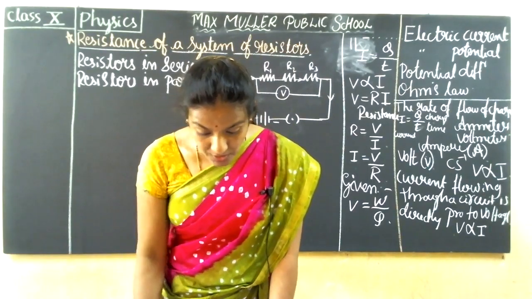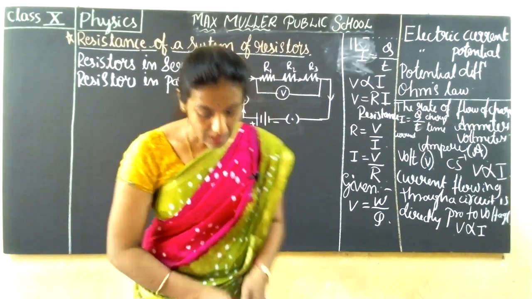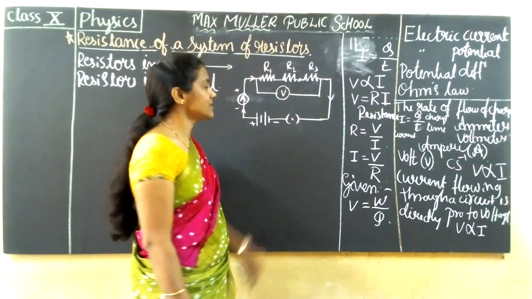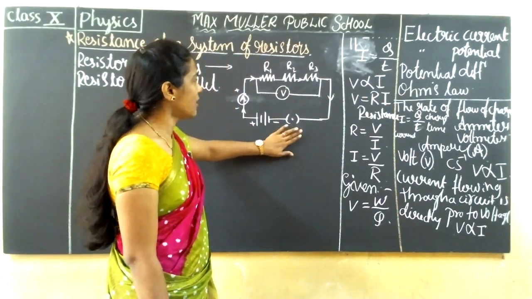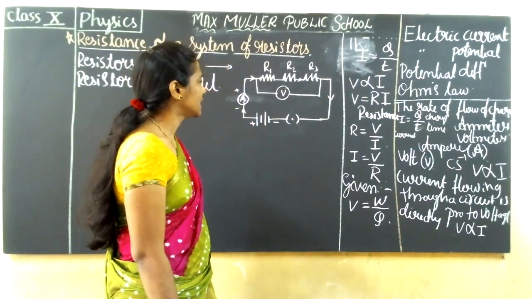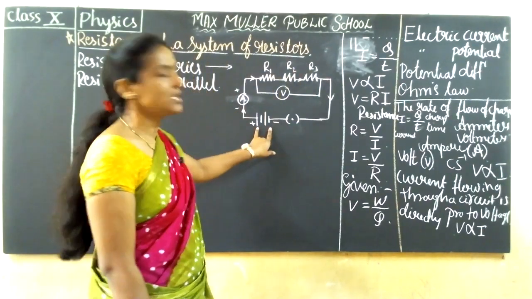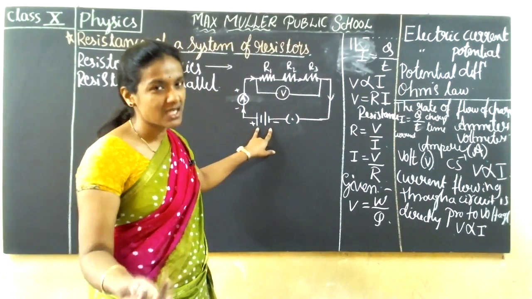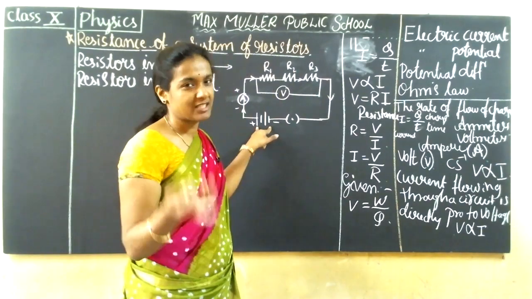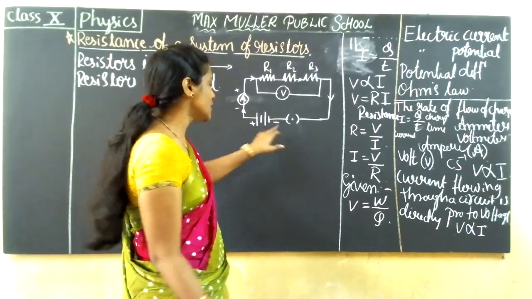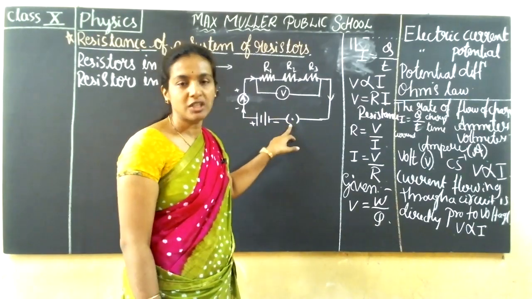Can you tell me what you can observe in this? Yes guys. What all did I take here? First one, the battery. That is the main source, the current source of the circuit. Second one, the plug key.